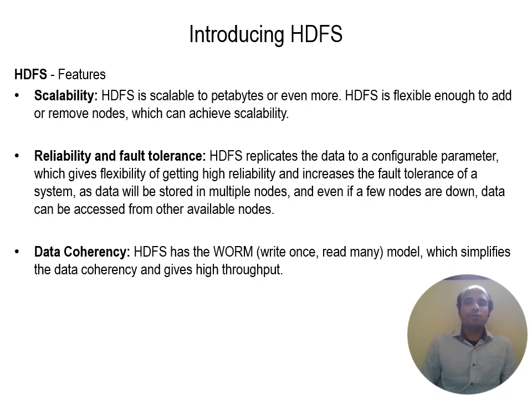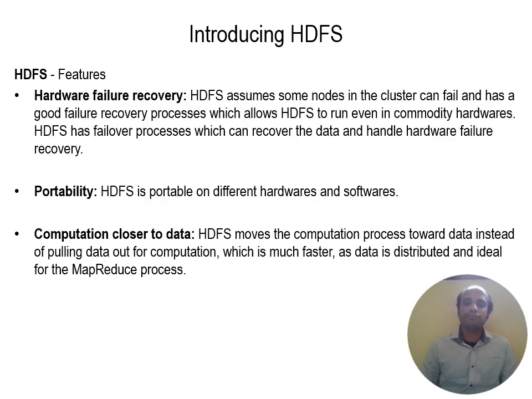Another feature is data coherency. HDFS has the write once, read many model. So the Hadoop distributed file system has the write once, read many model, which simplifies data coherency and gives high throughput. So we still have some more features.